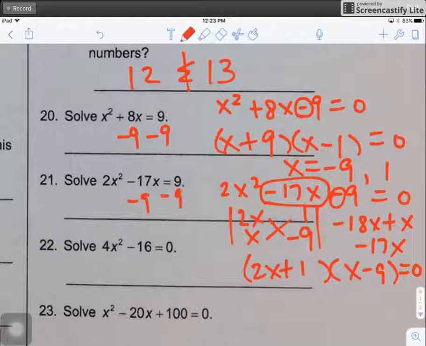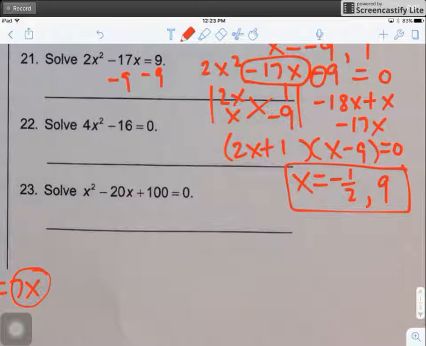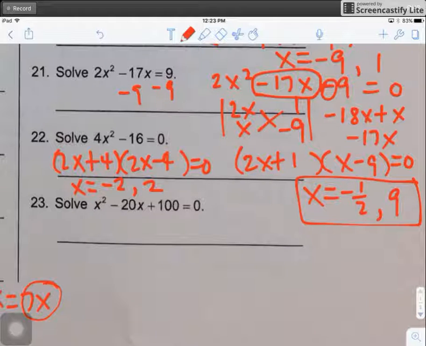And don't forget we have an equal to 0, which means we need to actually go ahead and solve this. Taking opposite, we have negative 1/2 and 9. Those are the two zeros for number 21. Number 22 is actually a difference of squares. So we're going to factor this into 2x plus 4 and 2x minus 4 equal to 0. We have the answers are negative 2 and 2.